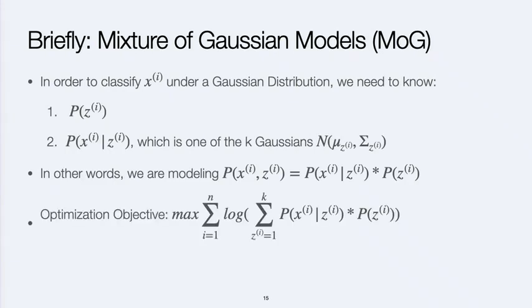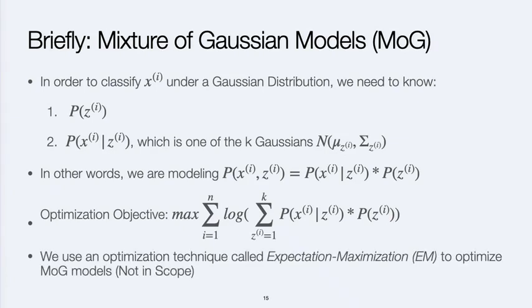So our optimization objective in this case, we go back to log likelihoods in mixture of Gaussian. So we're trying to maximize the log likelihood of the probability of the joint, which is probability of x_i and z_i. And then we can break that down into the product that we see below, which is probability of x_i given z_i times probability of z_i. And we want to sum over all the different labels for z_i.